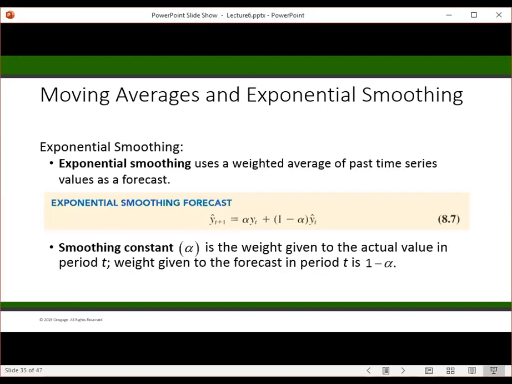Another approach is going to be exponential smoothing, and this is something that uses a weighted average of past time series values as a forecast, and it applies a smoothing constant, and that's a weight given to the actual value in time period t. So the weight given to the value in time period t is actually 1 minus alpha. So alpha is the smoothing constant, and then 1 minus alpha is the damping factor.